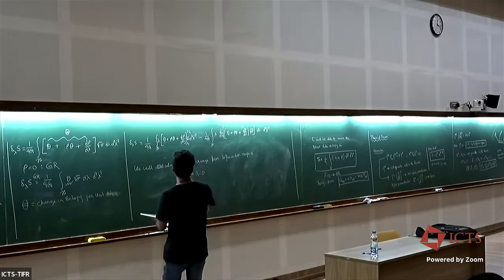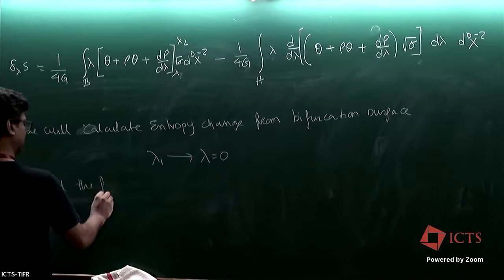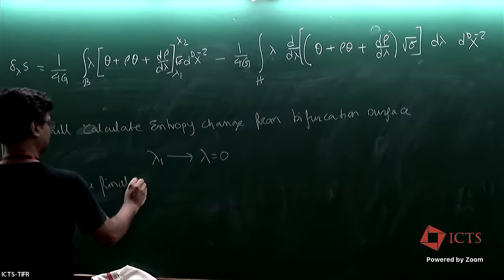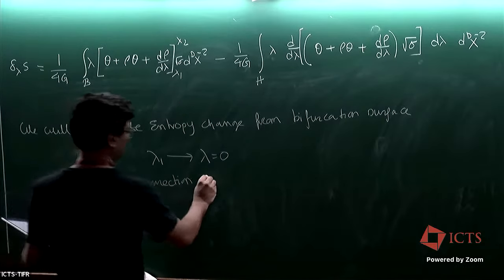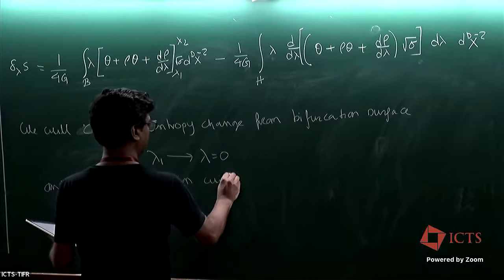And the final cross section. What will be the final cross section? It will be considered in the asymptotic future.